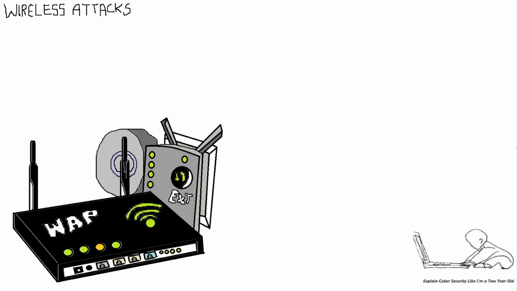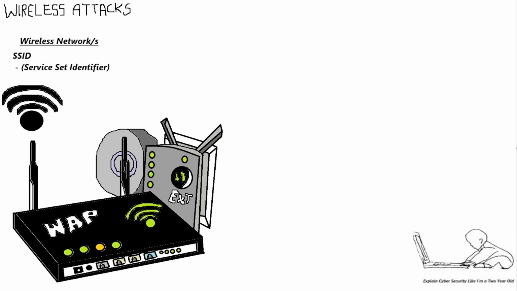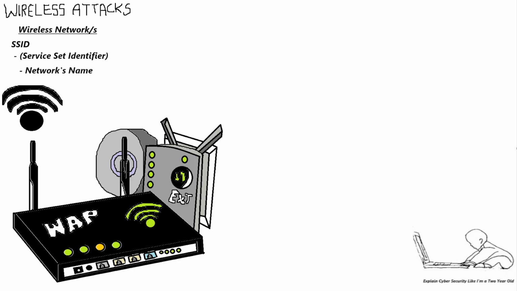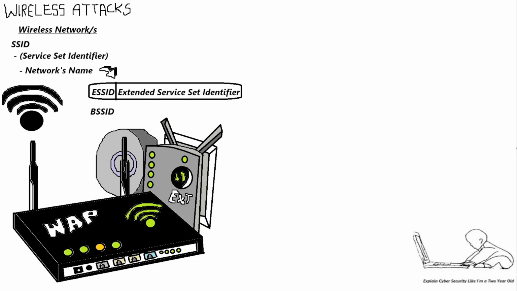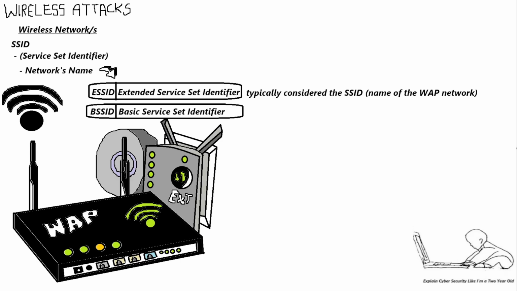Now, you may already be familiar with the SSID, which is effectively the wireless network's name. However, you may not be as familiar with the BSSID, which is effectively the MAC address of the wireless access point. Technical keynote: sometimes the SSID is actually referred to as the ESSID, which is the Extended Service Set Identifier. But generally, most people are referring to the SSID.